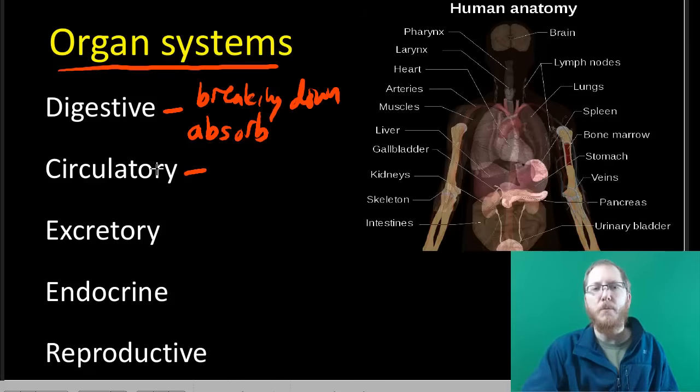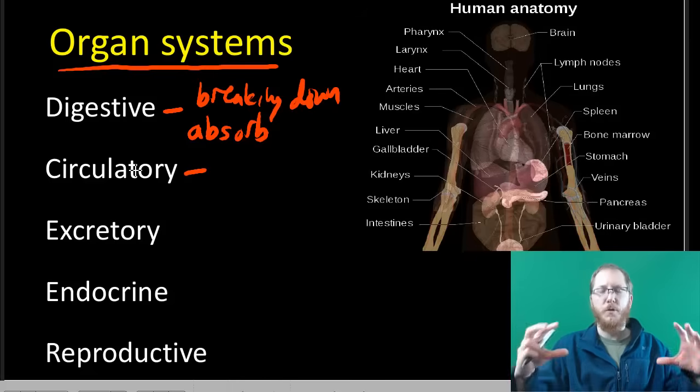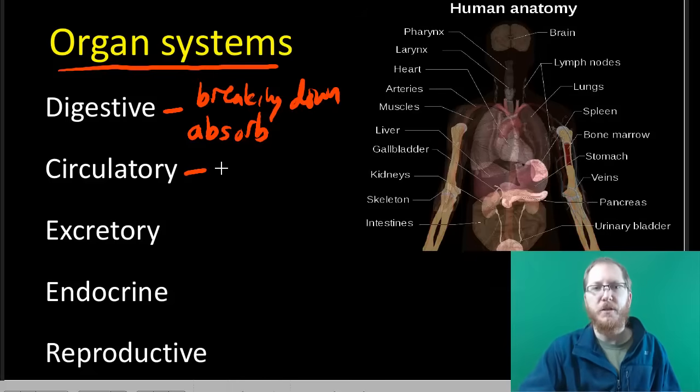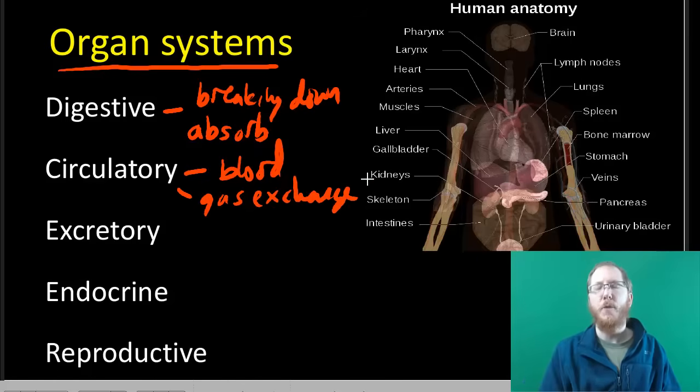Circulatory system, usually lumped with the respiratory as well. So those two are kind of paired. Circulatory system is going to obviously move our blood around our body, and then the respiratory system that's normally paired with it will also do gas exchange. So this is largely to make sure that we can get oxygen and nutrients to our cells and CO2 and waste away from our cells and out of our body.